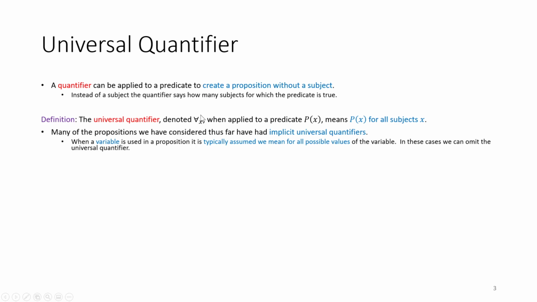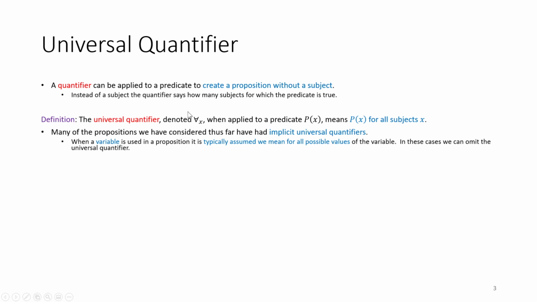That's telling us the variable that we are binding with this quantifier. So again, remember, the predicate is unbound by itself. One way to bind it is to put an object in there. Another way to bind it is to apply a quantifier to it. So this is saying for all the x's.